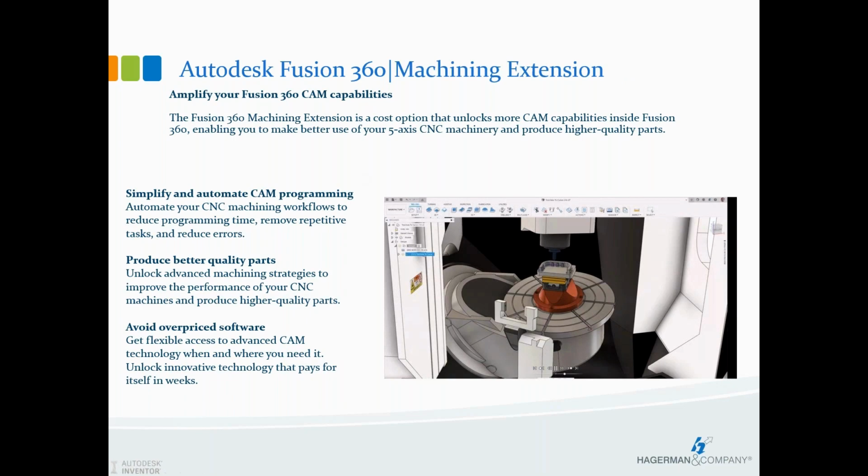The machining extension is a cost option that unlocks more CAM capabilities inside of Fusion 360, enabling you to make better use of the 5-axis CNC machinery and produce higher quality parts. Automate your CNC machining workflows to reduce programming time, remove repetitive tasks, and reduce errors. Unlock advanced machining strategies to improve your performance and your CNC machines and produce higher quality parts, as well as get more flexible access to advanced CAM technology when you need it, where you need it, unlocking innovative technology that pays for itself in weeks.